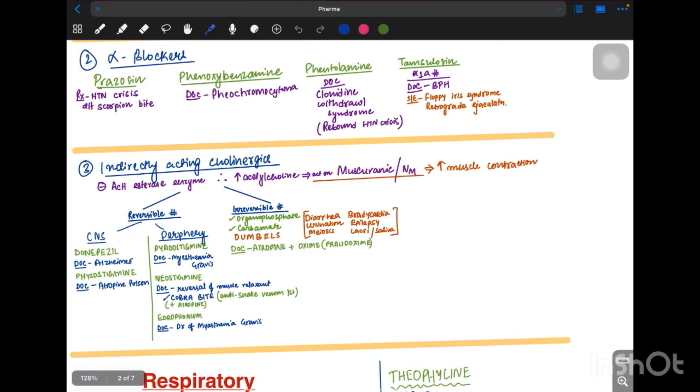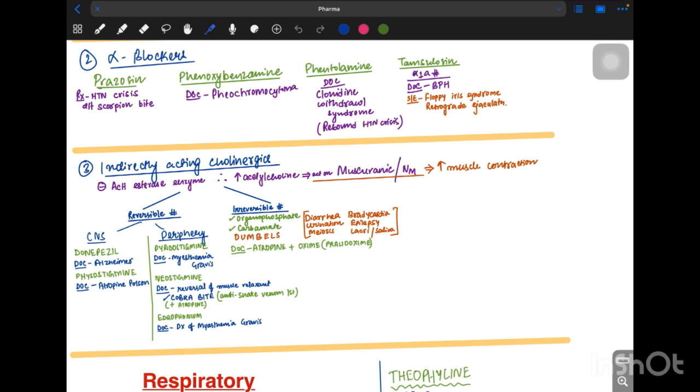Now it can be categorized into reversible blockers and irreversible blockers. In reversible blockers, there may be two types: one which acts on the central nervous system, the other which acts on the periphery. So which drugs act on the central nervous system? The first one is donepezil. It is the drug of choice for Alzheimer's. And the second drug is physostigmine. It is the drug of choice for atropine poisoning.